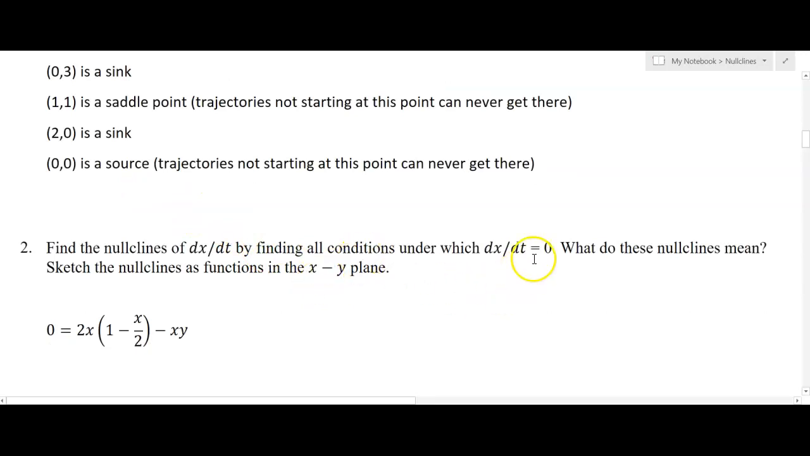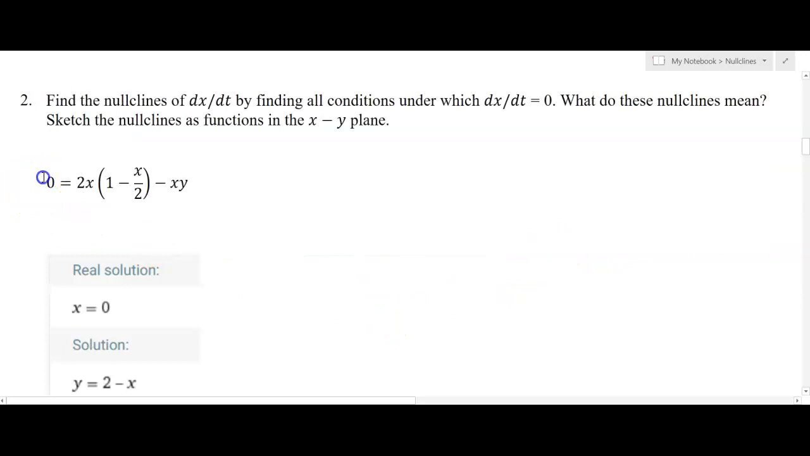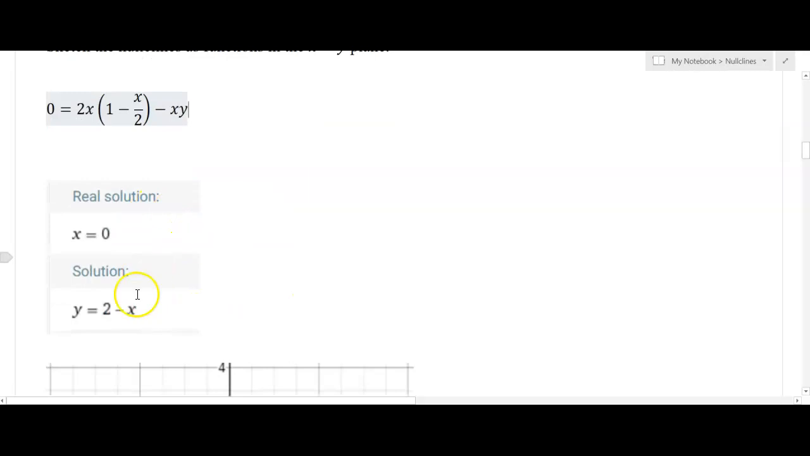by finding all conditions under which dx dt equals 0. And so we do that. So basically we're just going to set one equation equal to 0, and we're going to solve. And as mentioned earlier, these are our two Nullclines.